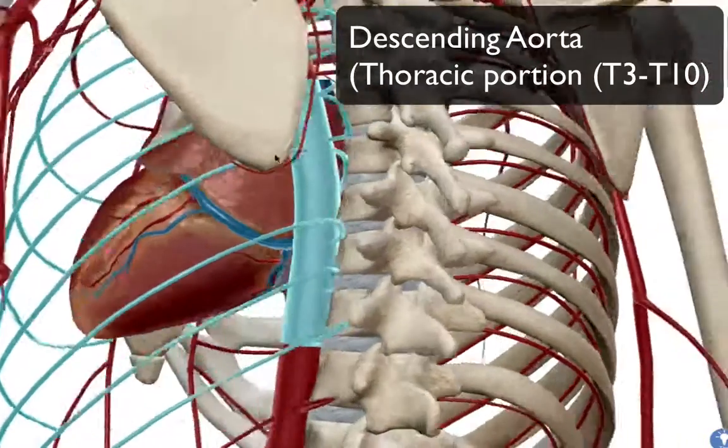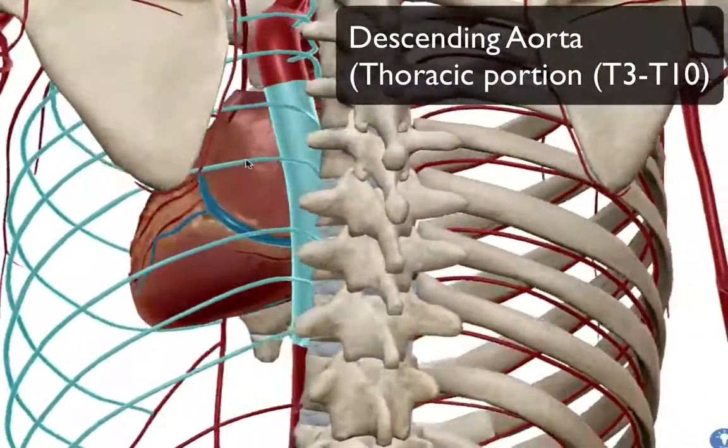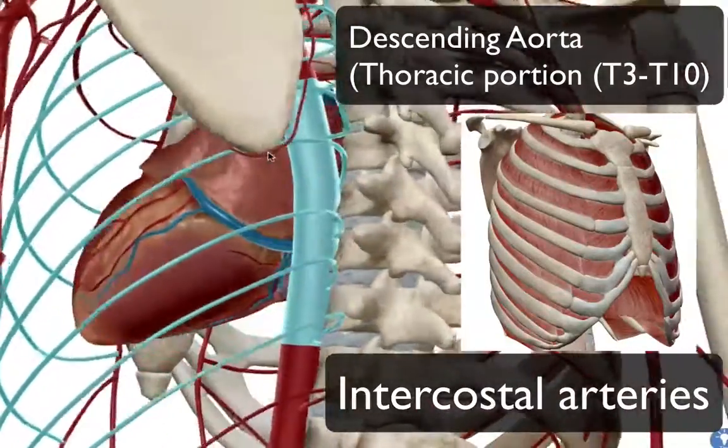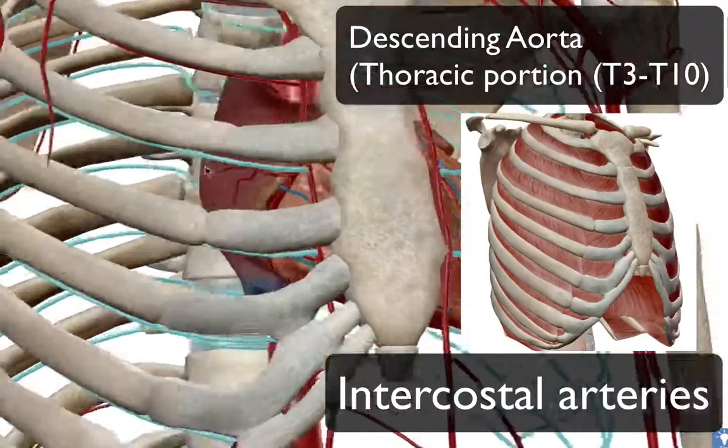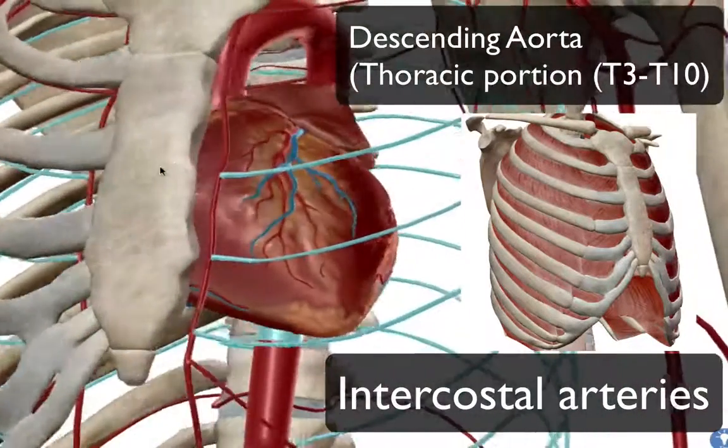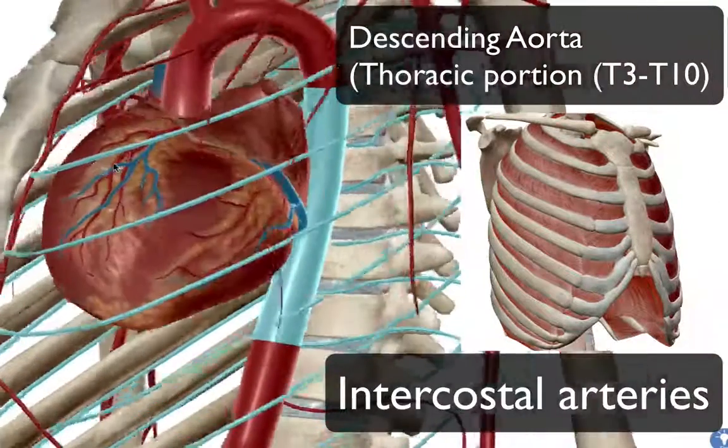You'll notice that the descending aorta has other arteries that are coming out of it. These are the intercostal arteries. These feed blood to the muscles that are in between the ribs. And this goes from T3 to T10.